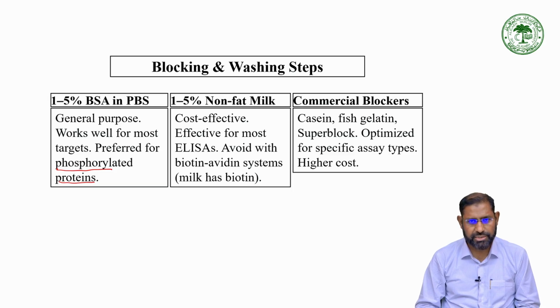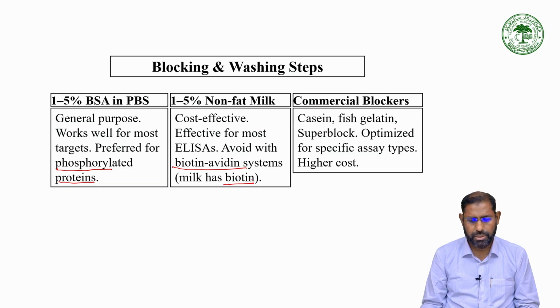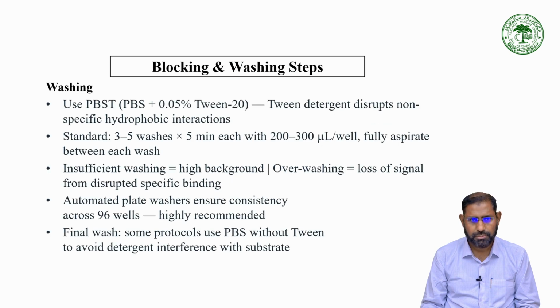it is cost effective and good for most ELISA, but avoid it with a biotin-avidin system because milk has biotin. So when we use any kind of biotin, avoid the biotin-avidin system, we do not use the non-fat milk. Also, there are commercial blockers: casein, fish gelatin, SuperBlock, optimized for a specific assay type and at a much higher cost.